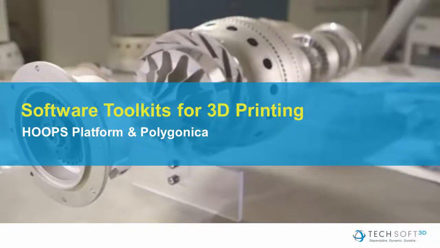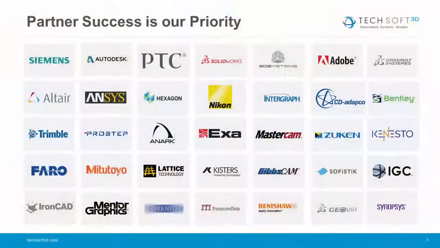Let's look at some exciting technology for building applications for 3D printing, specifically the HOOPS platform and the Polygonica mesh processing libraries. Software development toolkits from TechSoft 3D power hundreds of different desktop and cloud applications in CAD, CAM, and 3D printing. A few include GrabCAD from Stratasys, NetFab from Autodesk, SolidWorks eDrawing, and Print3D from 3D Systems.